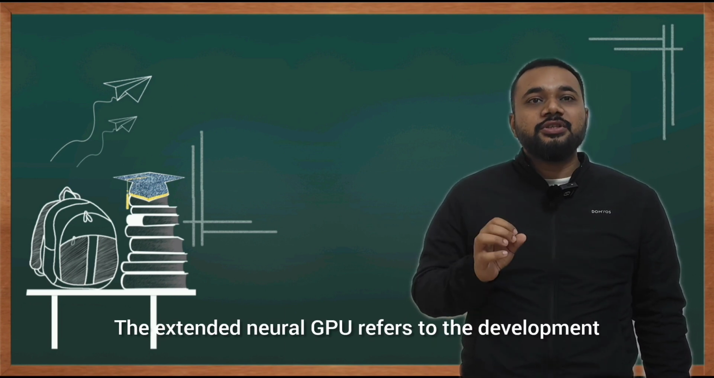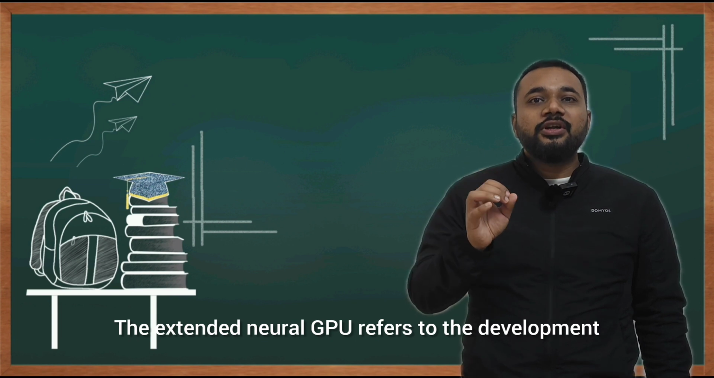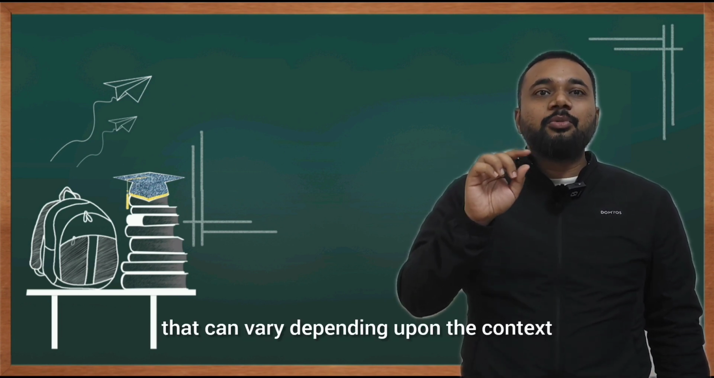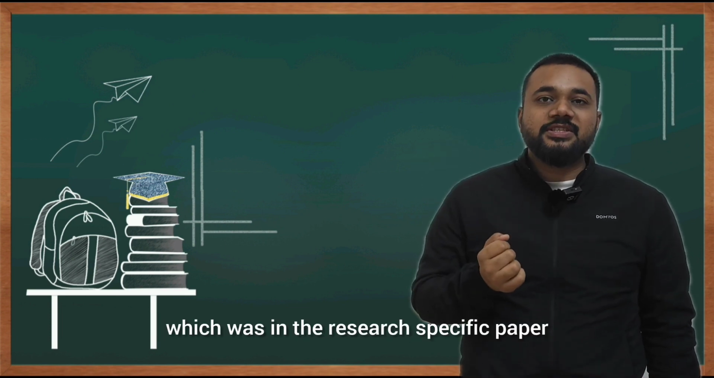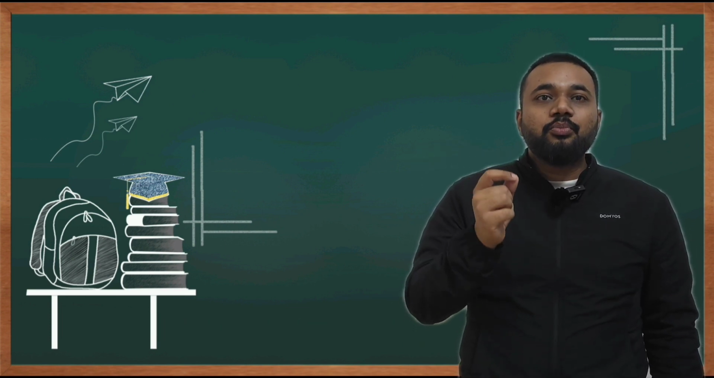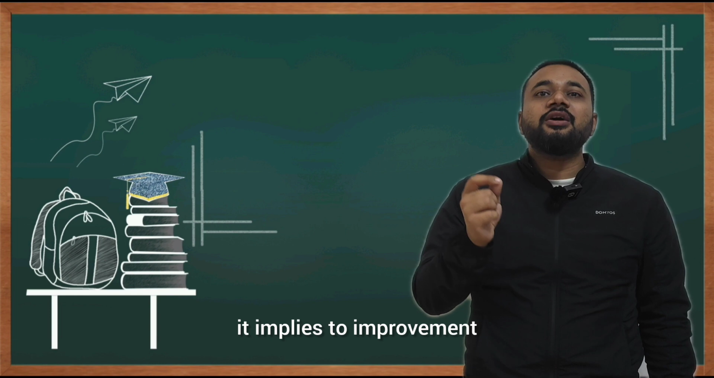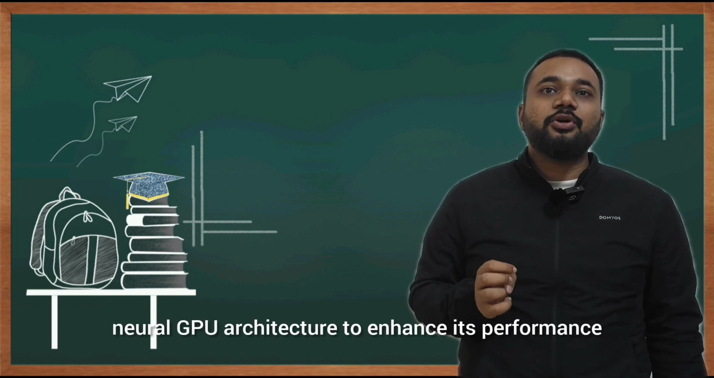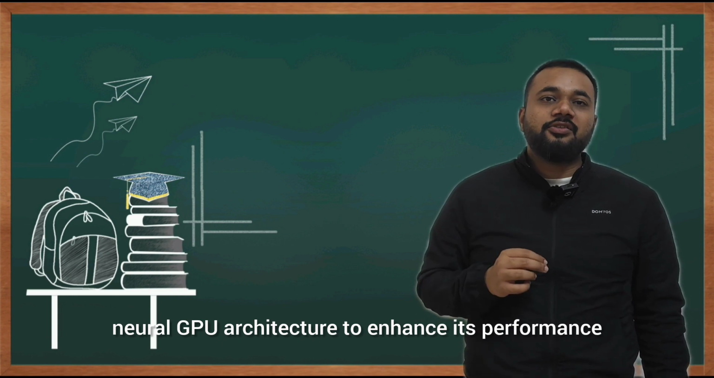The extended Neural GPU refers to an extension of the original, which can vary depending upon the context of the specific research paper. But generally, it implies an improvement or modification made to the original Neural GPU architecture to enhance its performance.